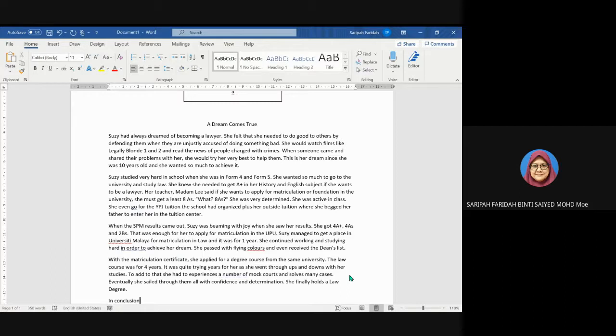With the matriculation certificate, she applied for a degree course from the same university. The law course was for 4 years. It was quite trying years for her as she went through ups and downs with her studies. To add to that, she had to experience a number of mock courts and solve many cases. Eventually, she sailed through them all with confidence and determination. She finally holds a law degree.